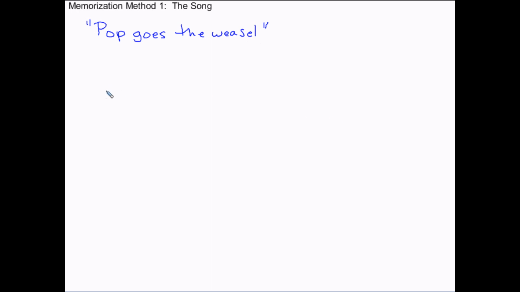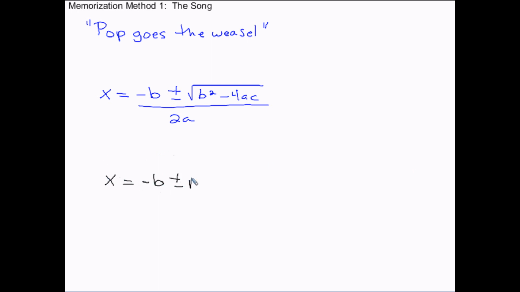x equals a negative b plus or minus the square root of b squared minus 4ac all over 2a. So I mean, you sing exactly what you're going to write down to the tune of Pop Goes the Weasel. So I'll sing it one more time. X equals a negative b plus or minus the square root of b squared minus 4ac all over 2a.